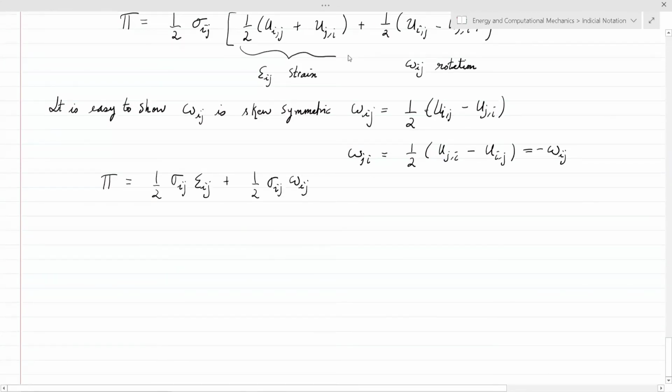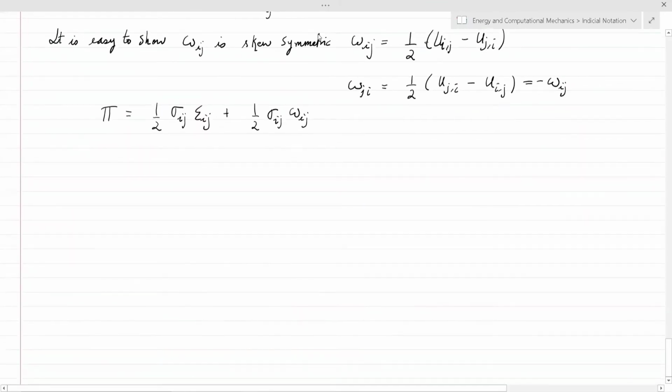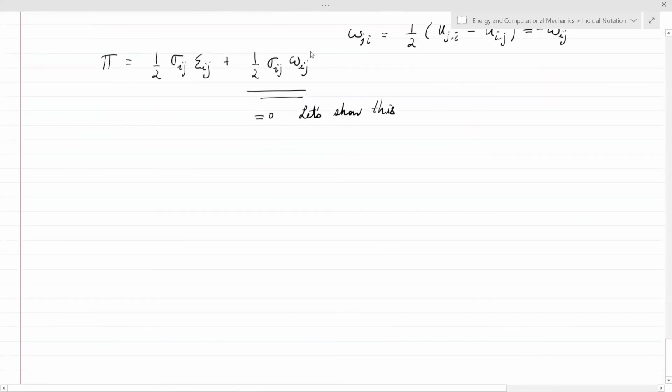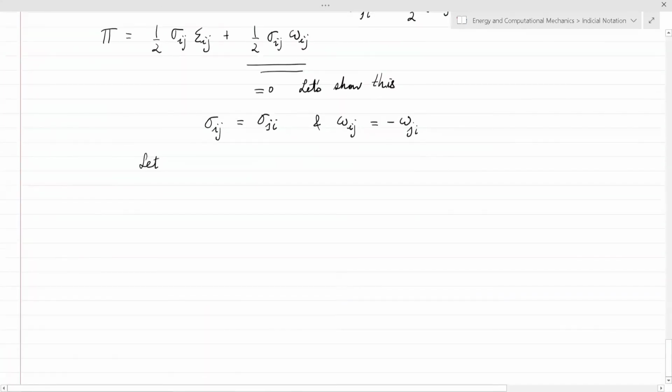So I can just then say that pi equals 1/2 sigma_ij times epsilon_ij plus 1/2 sigma_ij times omega_ij. Later, I'm going to show you that sigma_ij is symmetric. And what I want to show you here is that when you have a symmetric tensor times a skew-symmetric tensor, you're going to find that this will be equal to 0. And I'll have you prove that. The way to prove that is sigma_ij equals sigma_ji, so it's symmetric, and omega_ij equals minus omega_ji. I just showed you what skew-symmetric means, and also showed you the rotation tensor is skew-symmetric.